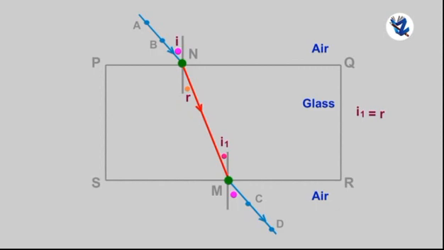Now I1 is equal to R, and in the second refraction the angle of refraction is E, which is equal to I. On both parallel sides PQ and RS of the glass slab, the change in direction of the light ray is equal but in the opposite direction. Thus, the light ray MD emerging from the glass slab is parallel to the incident ray AN on the side PQ of the slab, but the emergent ray is somewhat displaced with respect to the incident ray.